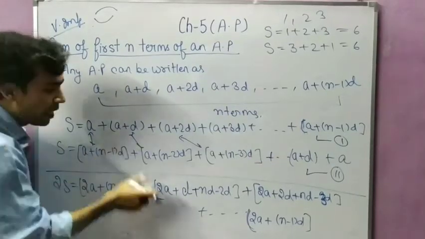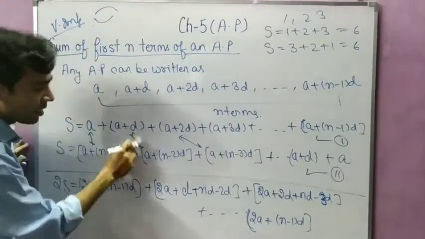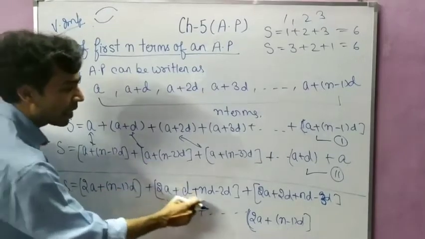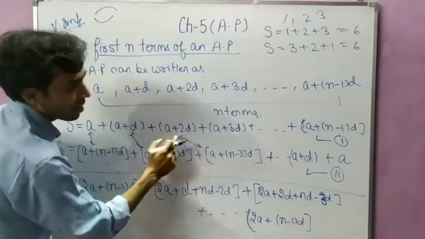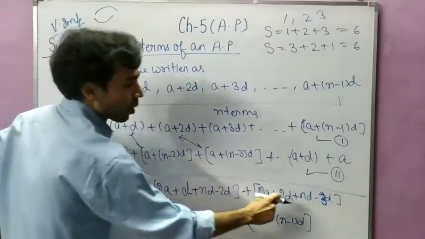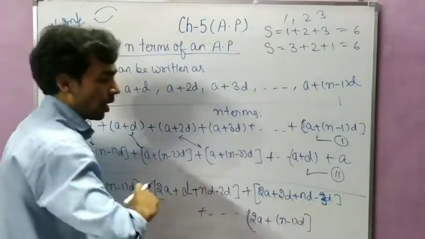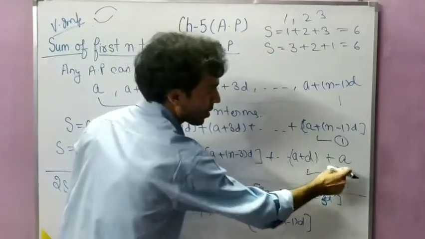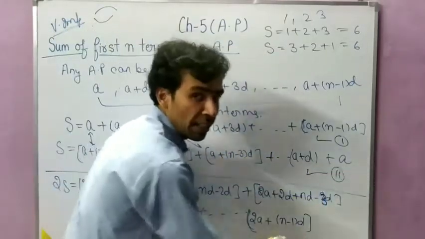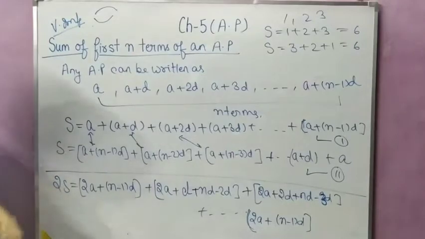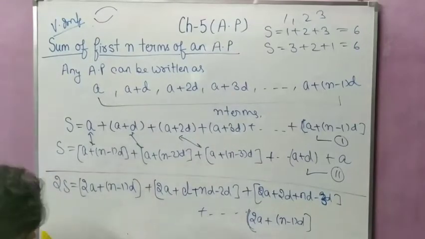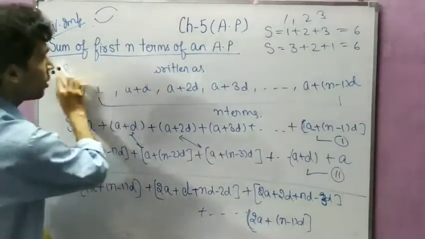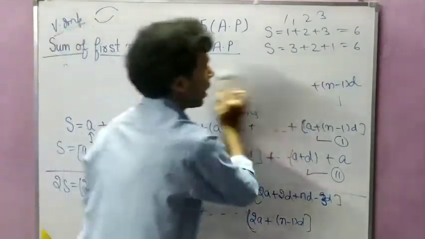When these two are added, it becomes 2a, and here is d, and here is nd minus 2d. Again in this case, 2a plus 2d plus nd minus 3d plus dot dot dot up to the last case, that is a plus a, that is 2a plus n minus 1d. Because the space is not here, that's why I have written like this.